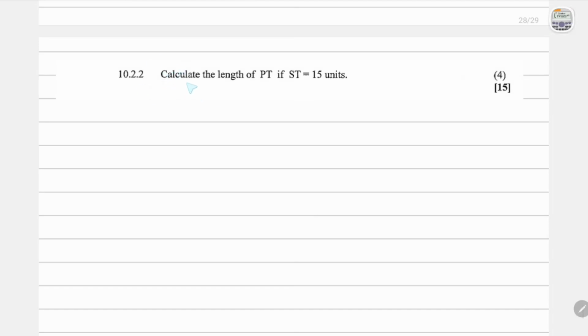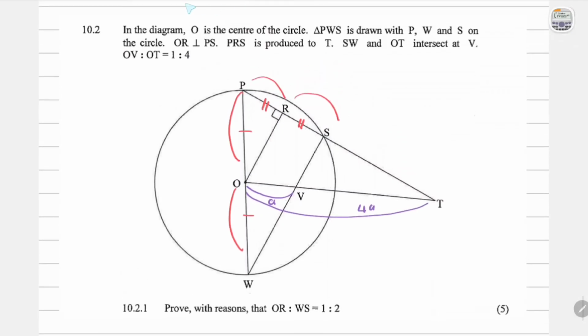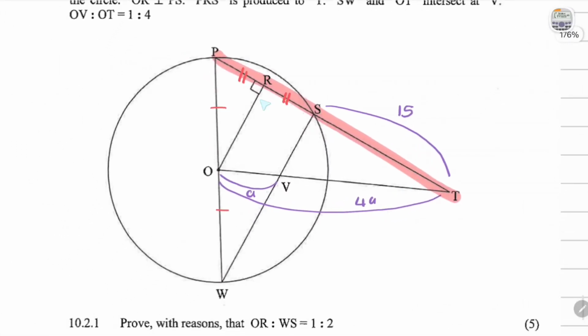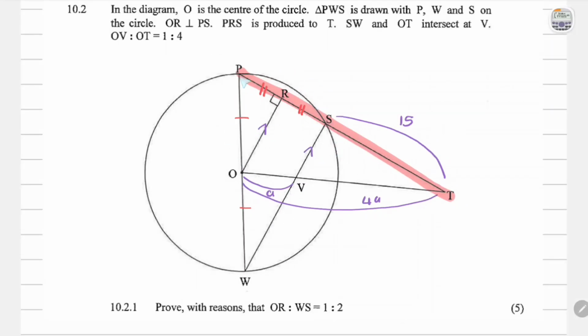Okay, 10.2.2 says calculate the length of PT if ST is equal to 15 units. So they want us to find the length of PT, this entire length, if we know that ST is 15 units. Okay, let's get rid of these ones. And here, do you see that we are using proportions? Along with proving that this is half the size of this length, we also would conclude that these two lines are parallel. So, do you see that to find the entire length of PT, because we already know what ST is, we just need this part.